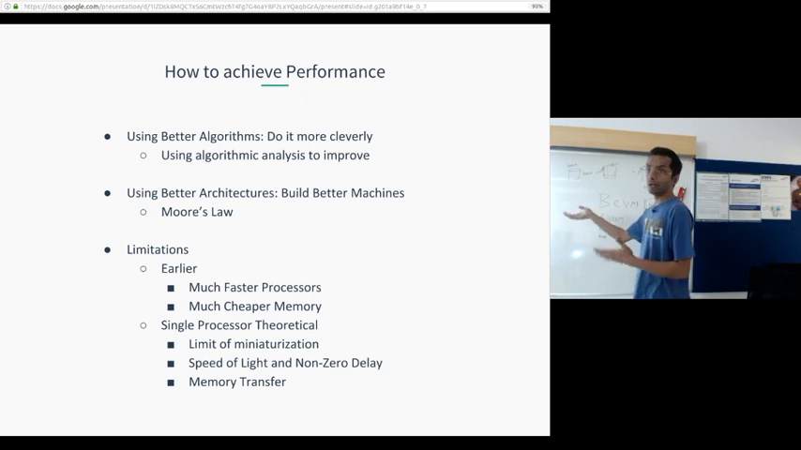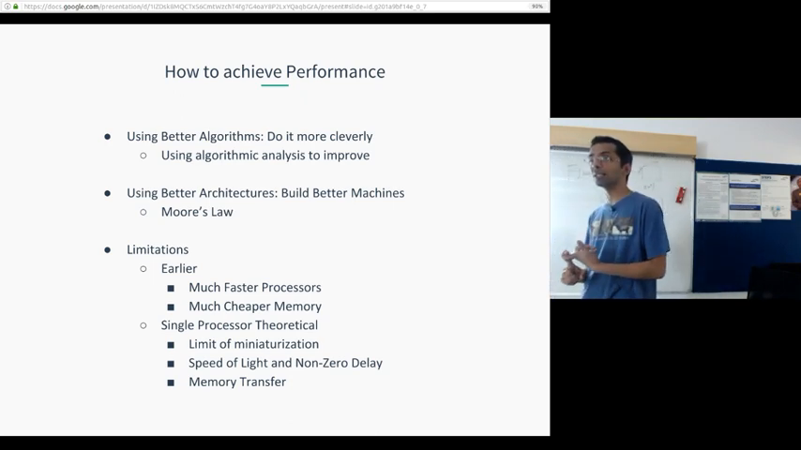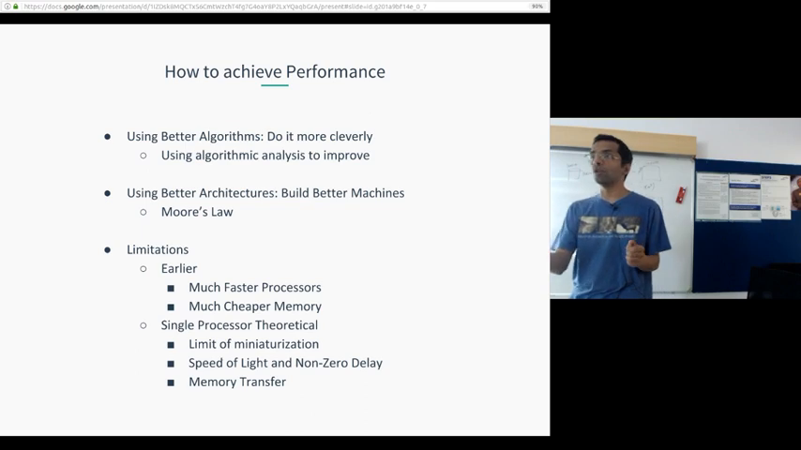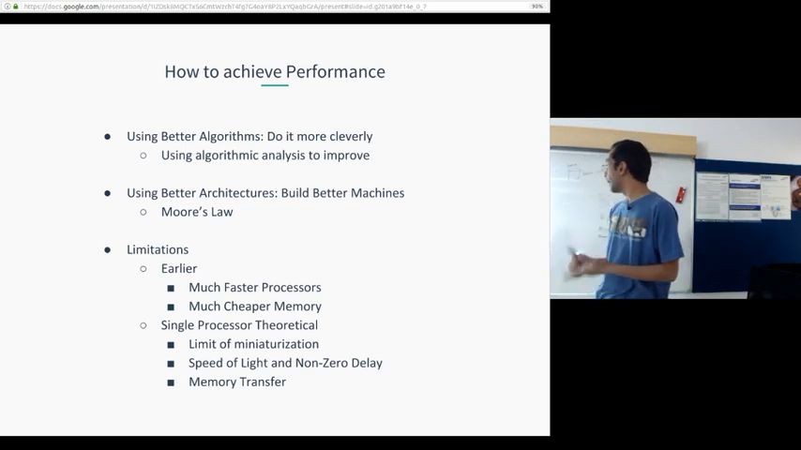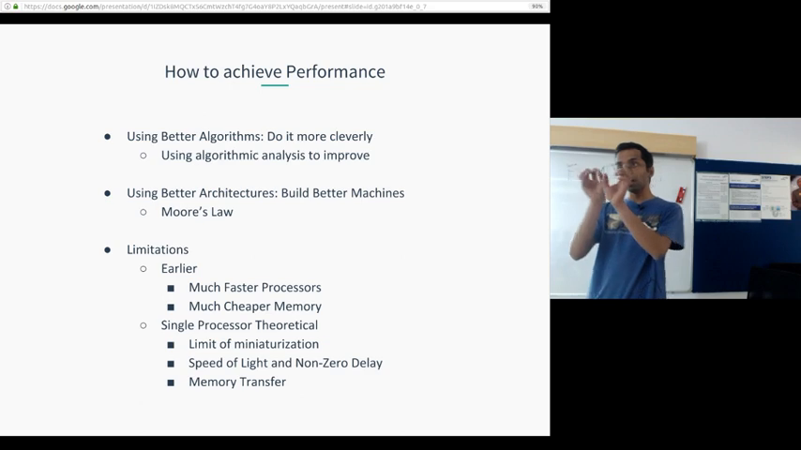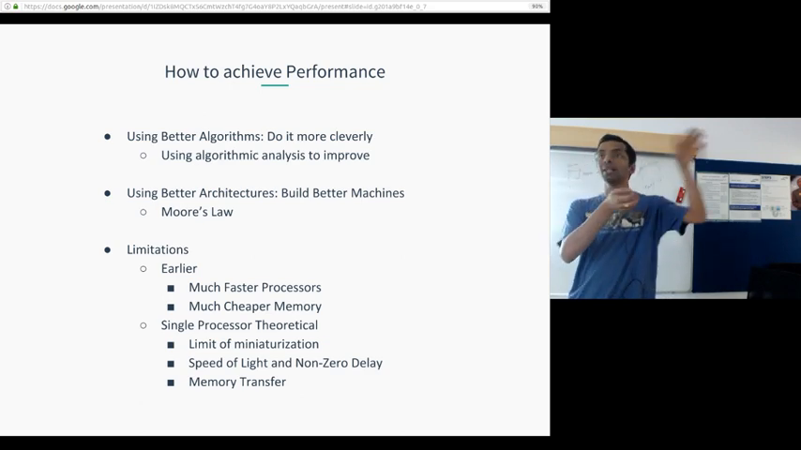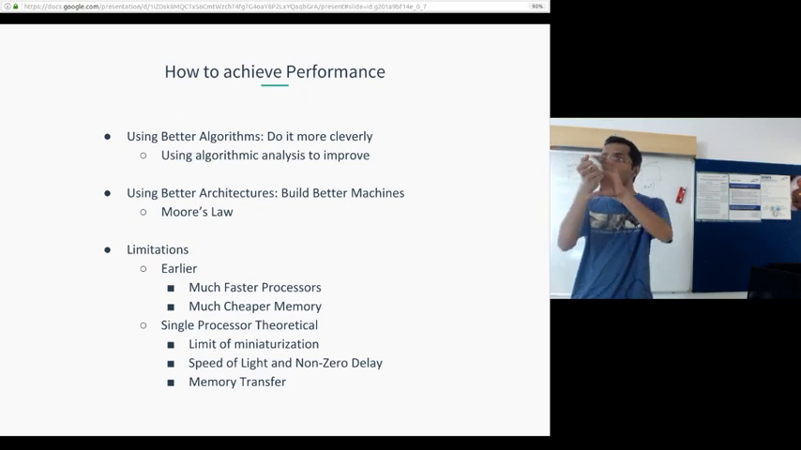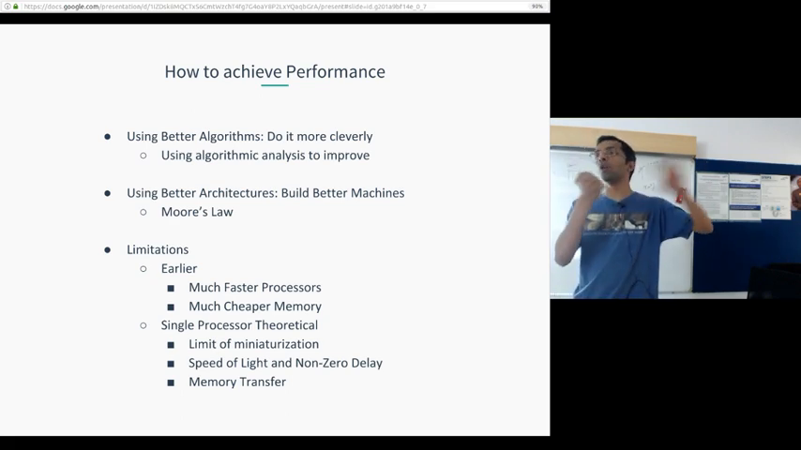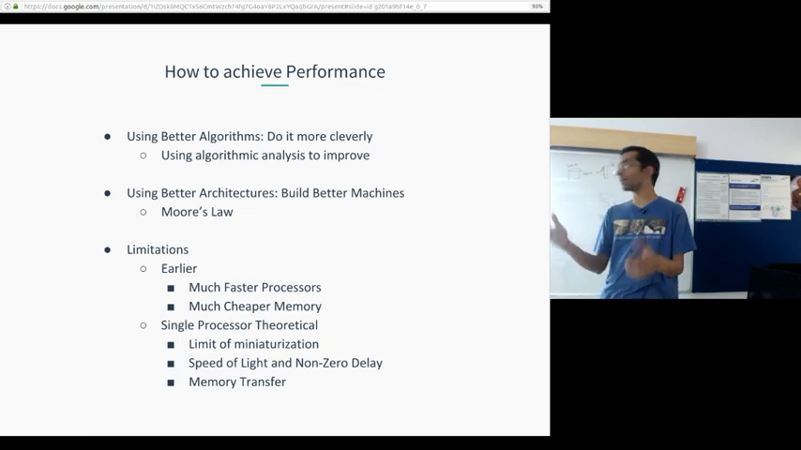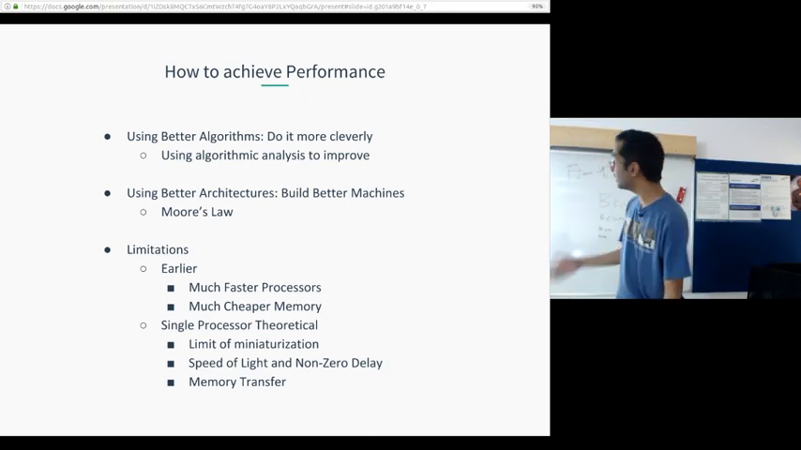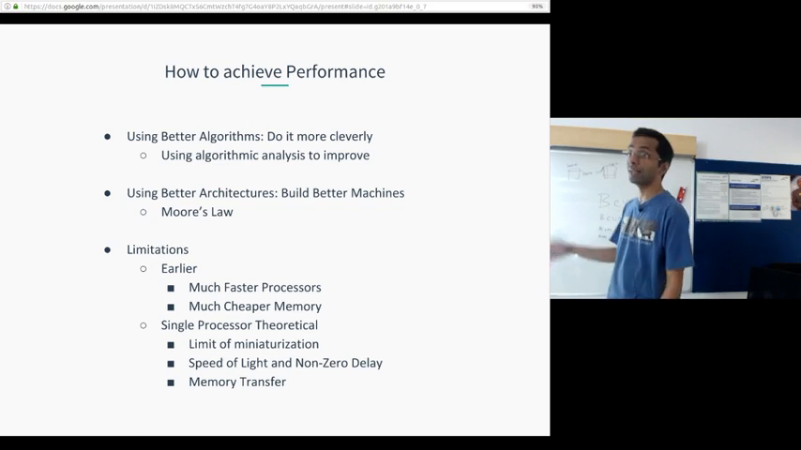But theoretically, on a single processor we still have certain limitations. One is a limit to miniaturization, which we'll talk about in some time: how small can you make your chips? Next is the speed of light. You have a bunch of components, each of which takes some input, does some processing and gives an output, and there is a non-zero delay before you can write out after the operation. The speed of light is also a bound on how fast you can communicate. So there are two things there. Finally, the other thing is memory transfer: how much memory can you get in? So from a single processor perspective, at least theoretically, there are three different limitations.